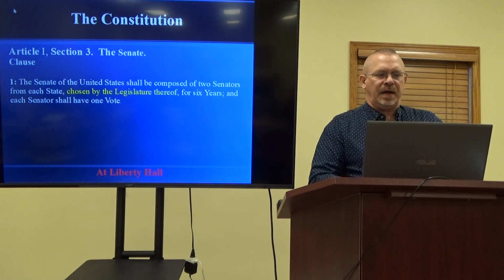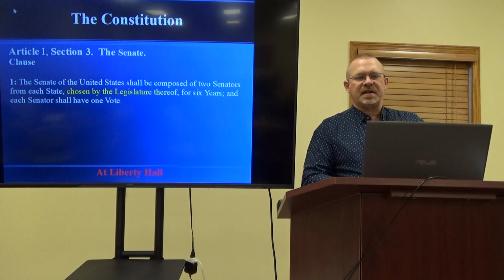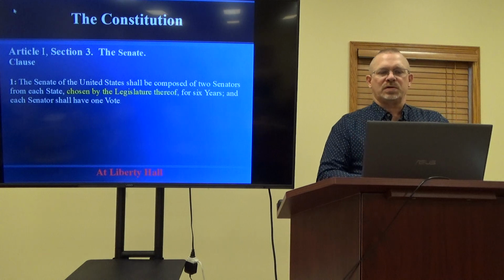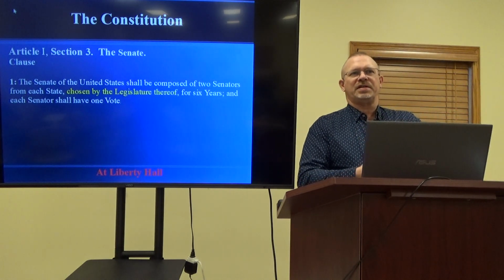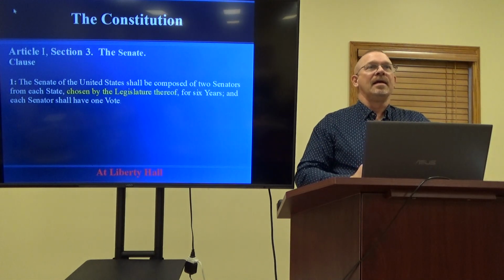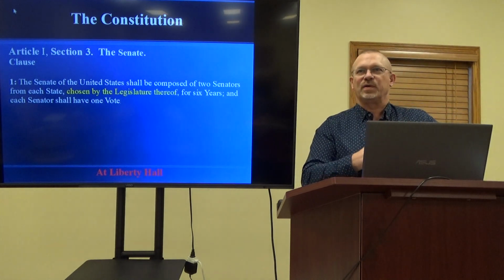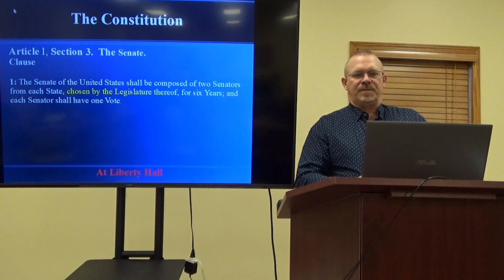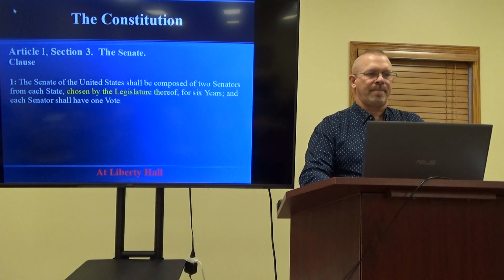Article 1, Section 3, the Senate, Clause 1. The Senate of the United States shall be composed of 2 senators from each state, chosen by the legislature thereof. See that in yellow? What amendment changed that? 17. I complained about it ad nauseum. Everybody should have known 17. Easy. For 6 years, and each senator shall have 1 vote.